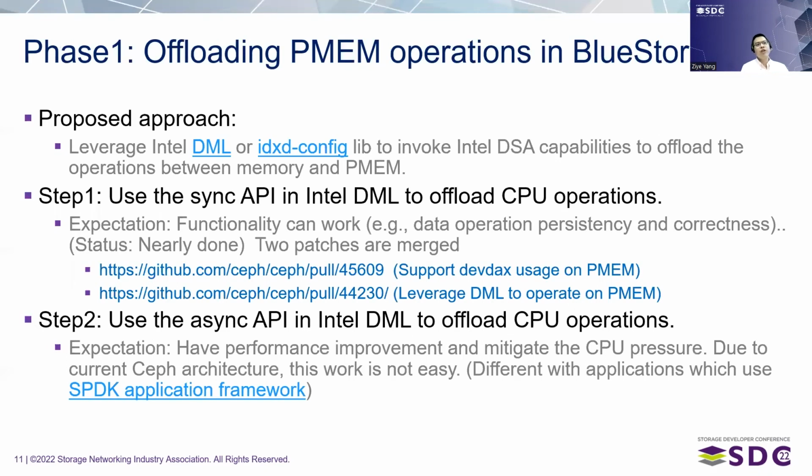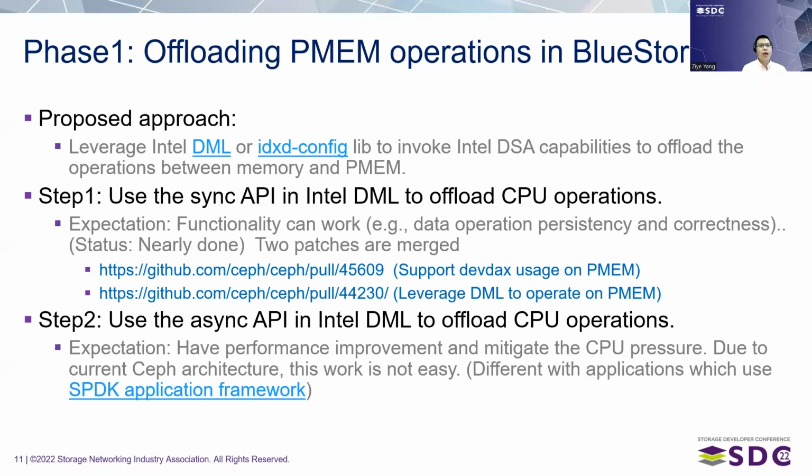So in phase one, we would like to offload persistent memory operations in BlueStore first. And currently, we leverage the Intel DML or IDXD library to invoke DSA capabilities to offload the memory movement operations between memory and persistent memory. And we have the following two steps to make this happen. Step one is that we first use the synchronized API in DML to offload CPU operations on persistent memory. And the expectation is that the functionality can work.